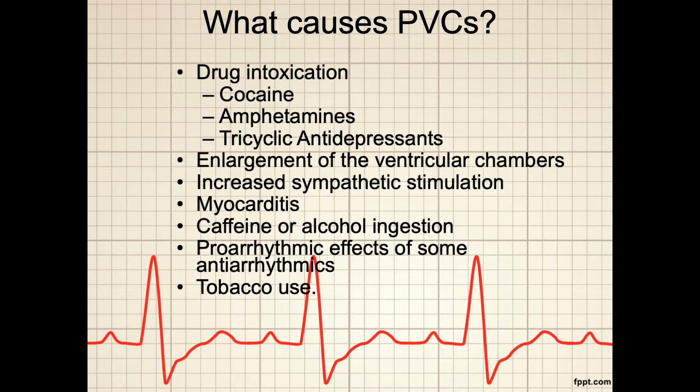Causes of PVC include drug intoxication from such agents as procainamide, amphetamines, and tricyclic antidepressants. Other causes include enlargement of the ventricular chambers, increased sympathetic stimulation, myocarditis, caffeine or alcohol ingestion, the pro-arrhythmia effects of some antiarrhythmics, and tobacco use.